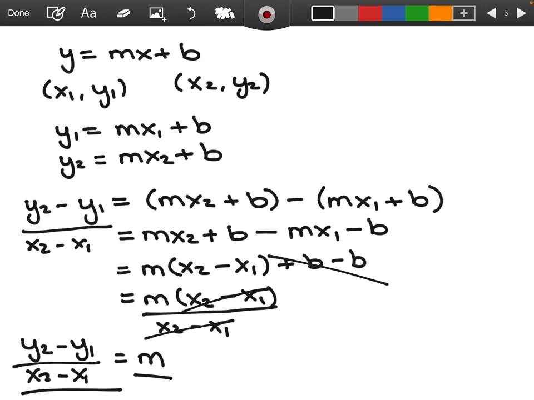So if I've got an equation for a line and I've got two separate points that both satisfy that equation, so they both land on the line, I can plug those points in, and then just by doing some manipulation, I can find out a value for m.